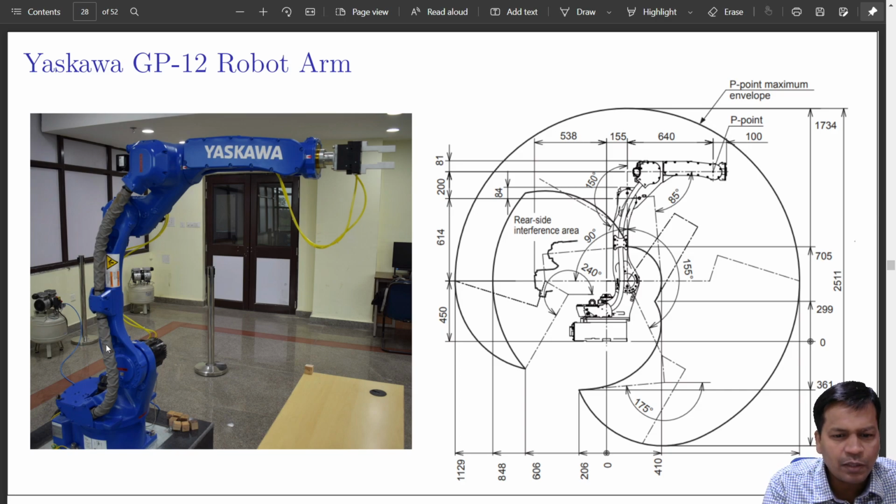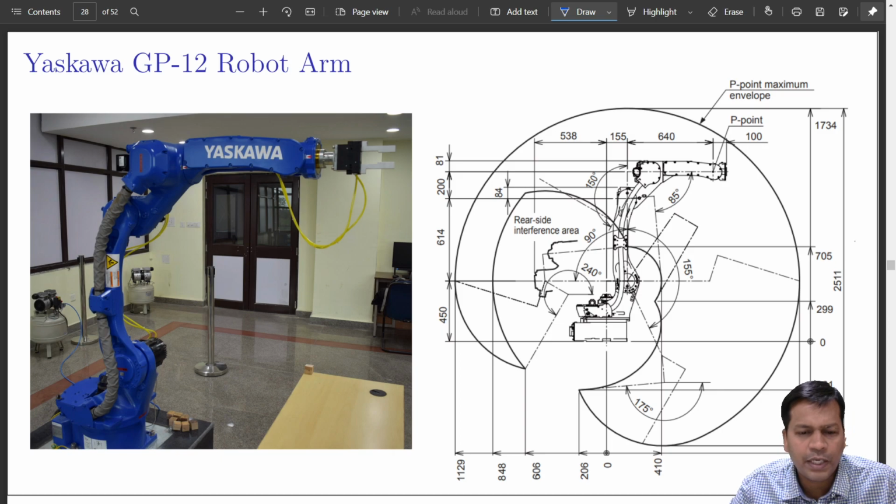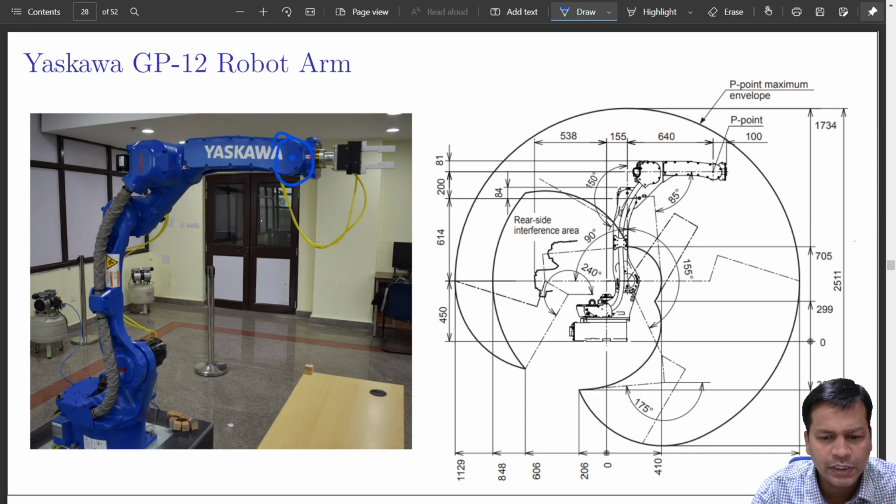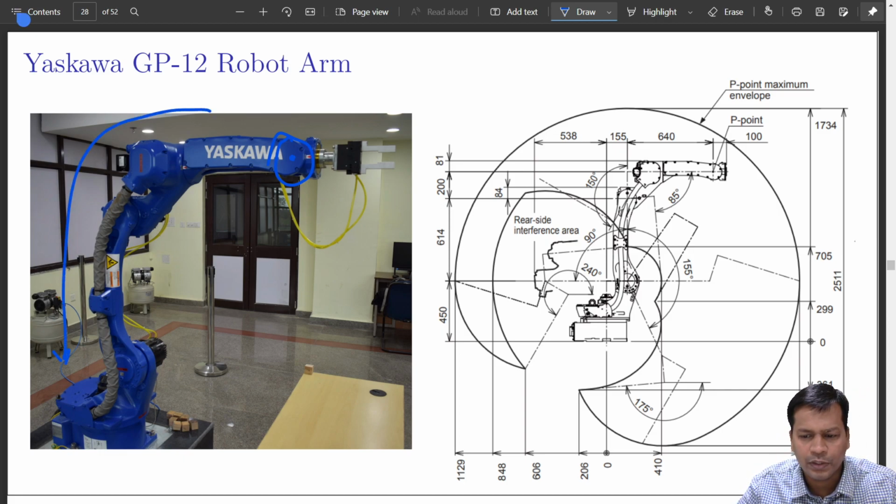So the GP12 industrial robot is nothing more than a wrist-partitioned robot. Over here you see, this one is your wrist center. Before that is nothing but a 3R spatial robot. There are some changes compared to a standard 3R spatial robot, that is, the positioning robot that we have discussed earlier. There is a little bit of change. Let us discuss the difference.